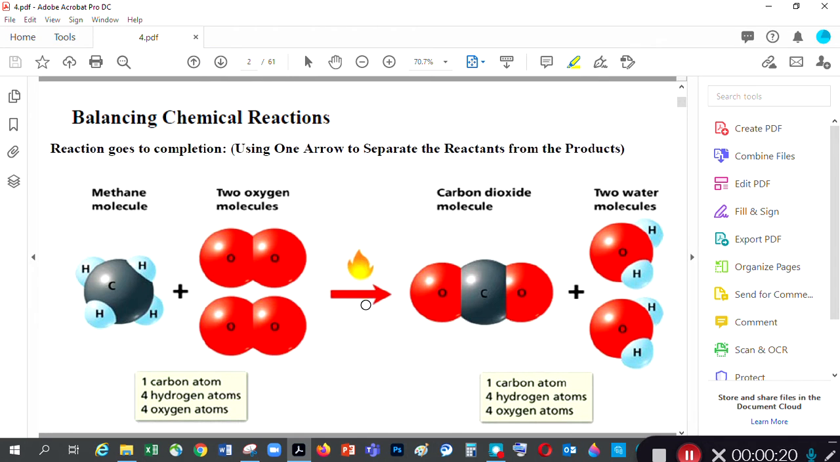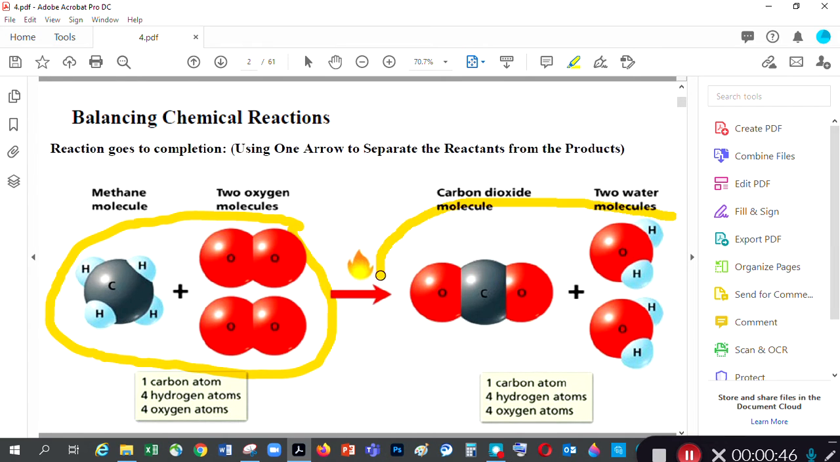First of all, we'll learn about balancing chemical reactions. As you see from the figure here, balancing chemical reactions is all about the number of atoms at the reactant side, which is the left side, being equal to the number of atoms at the product side, which is the right side.